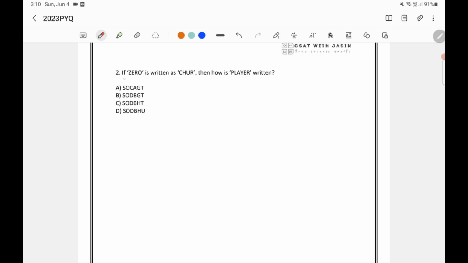Here, if 0 is written as CHUR, so we need to find out the relationship between 0 and CHUR.